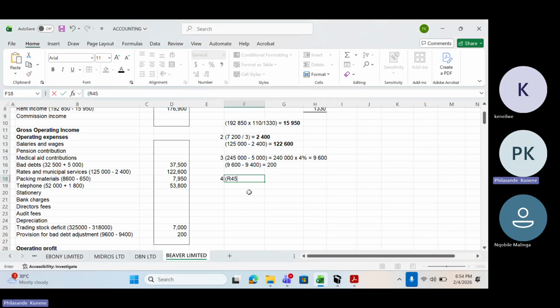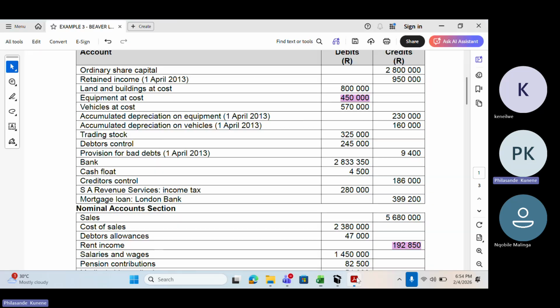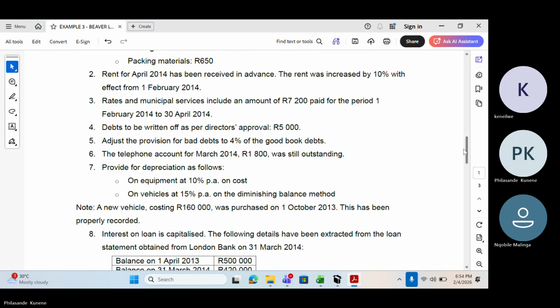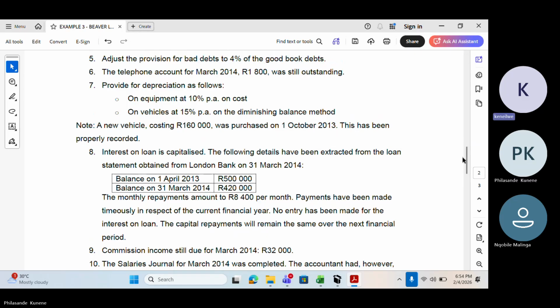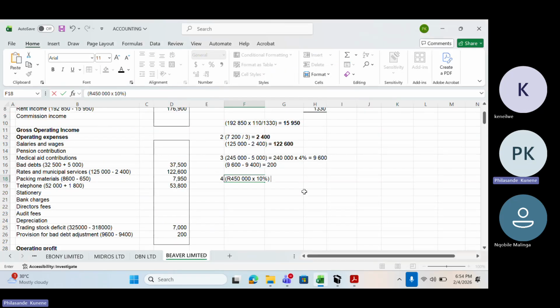Okay, 450,000 times 10%, right? Am I right on this one? Yeah. Okay, and then how much are we getting? It's going to be 45,000 rands. So this is our depreciation for equipment. Let me just write here: depreciation, equipment.